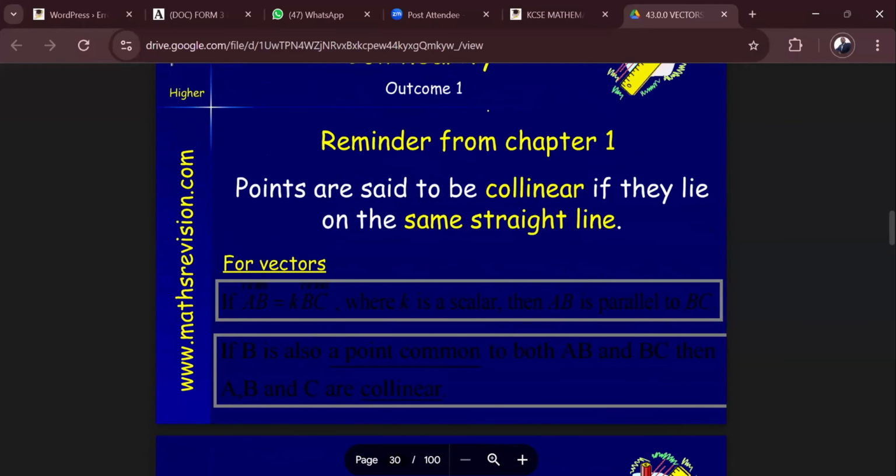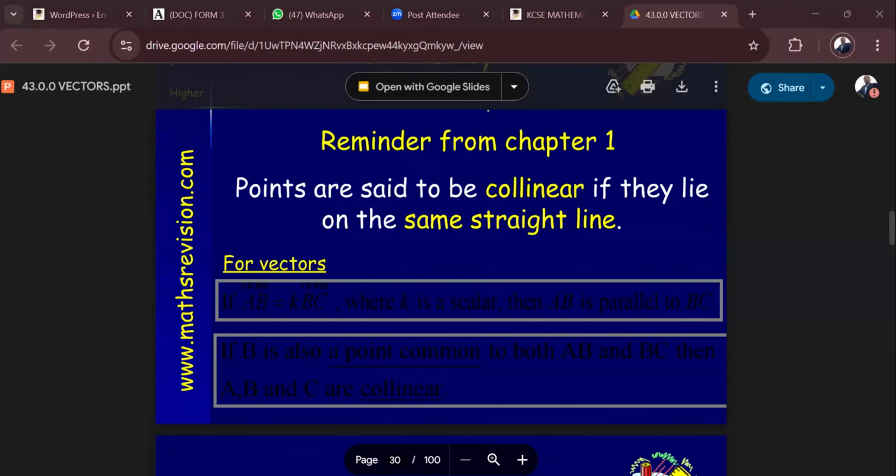Points are said to be collinear if... what is the meaning of the word collinear? Collinear vectors. If you talk about vectors that are collinear, you are simply saying that those vectors, those points, collinear points, are in the same straight line.